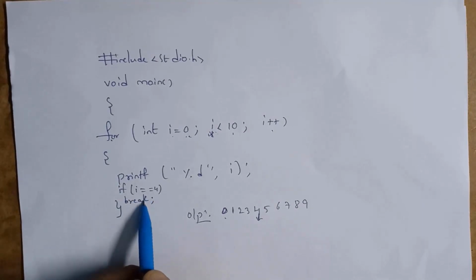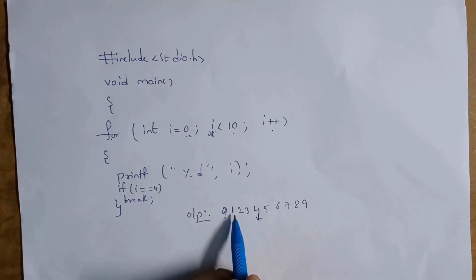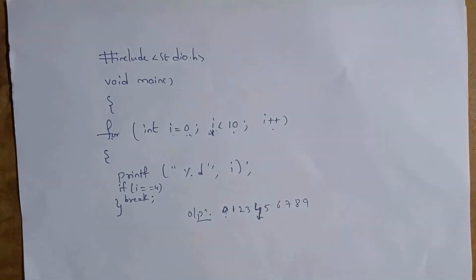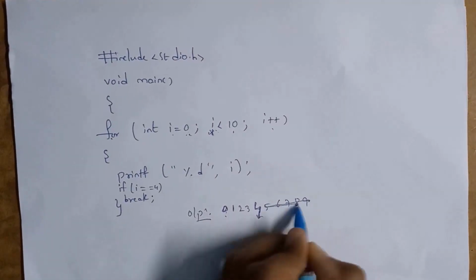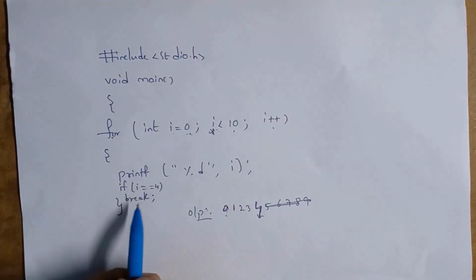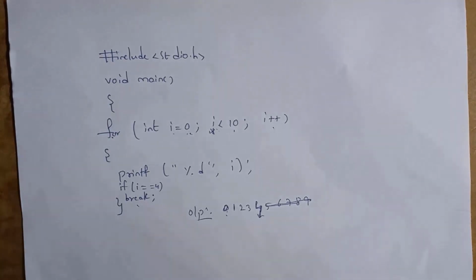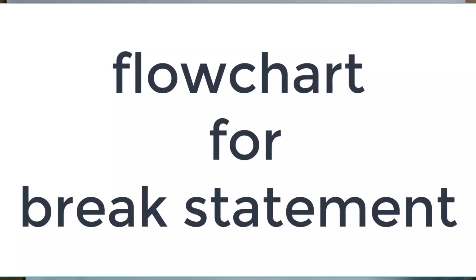Whenever I write this, at first it will print value 0. Again it will print 1, 2, 3 and 4. Whenever it reaches 4, then it will break this loop. So by writing this program, that is if I equal to 4 break, then I will get output as 0, 1, 2, 3, 4. This is my output. This is program for break statement.